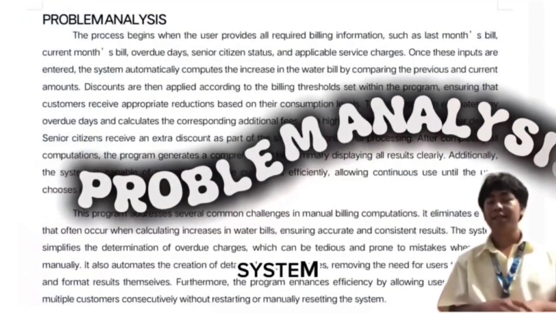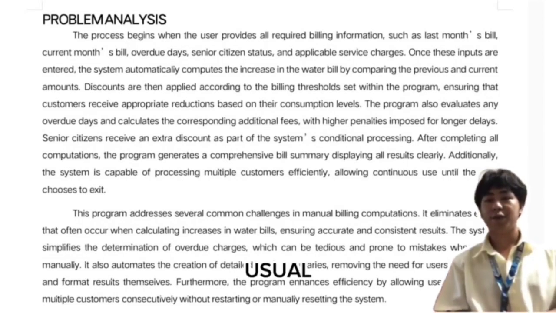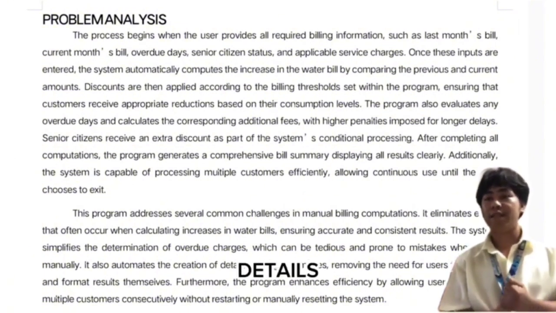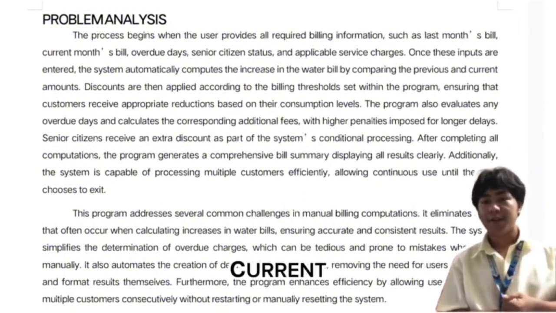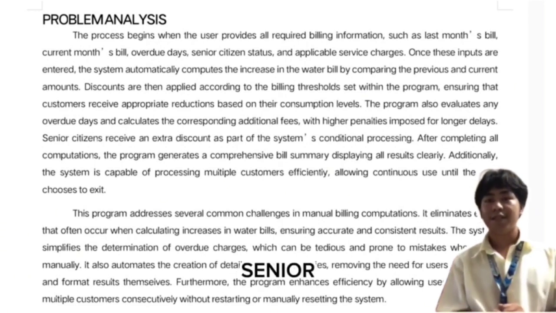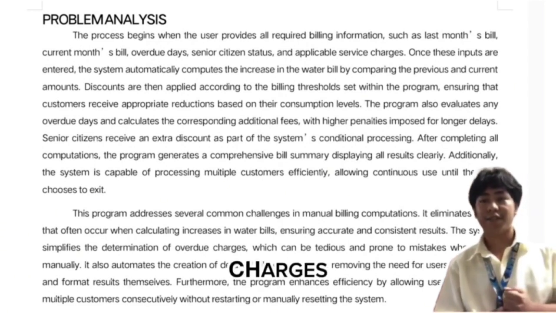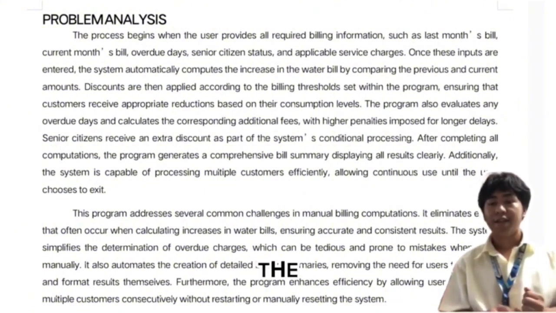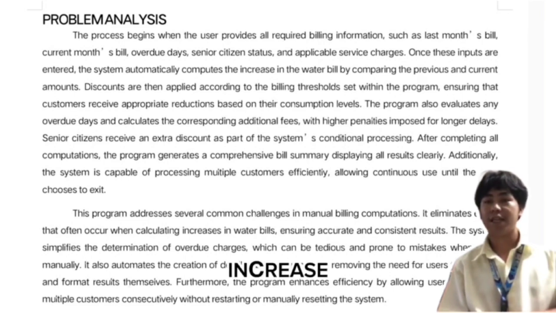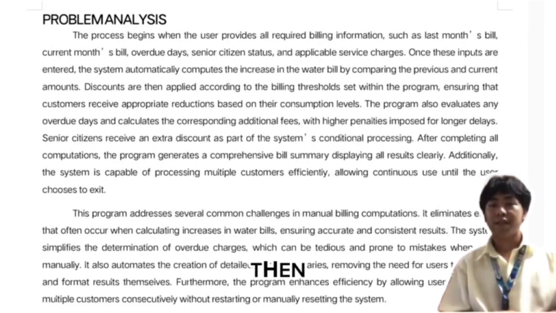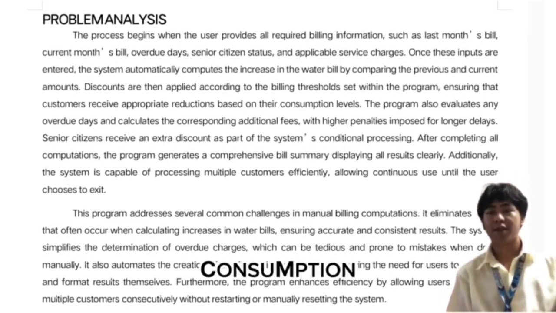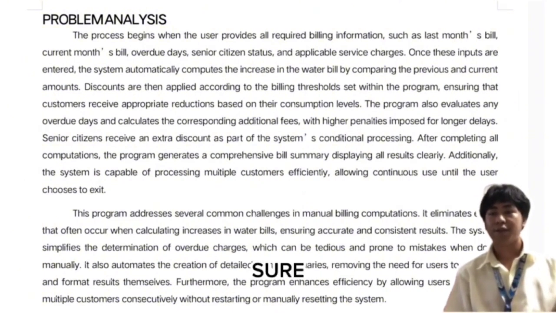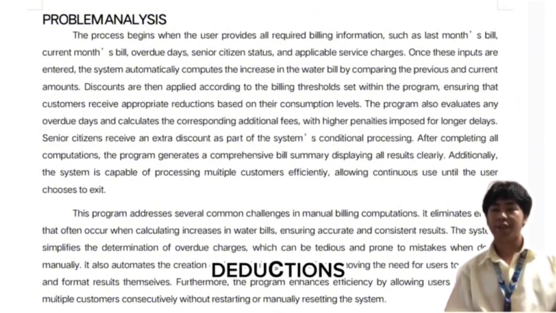Our water billing system focuses on fixing the usual problems that people face when computing bills. The process starts when the user enters all the needed details: last month's bill, current bill, overdue days, senior citizen status, and any service charges. After that, the program automatically compares the two billing amounts to see how much the increase is. The system then applies the correct discounts based on the consumption levels, making sure every customer receives the proper deductions.